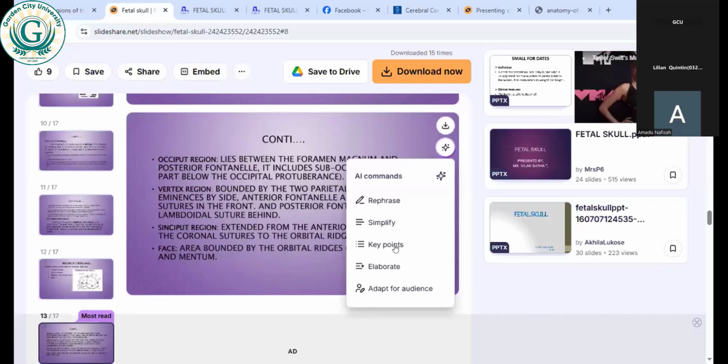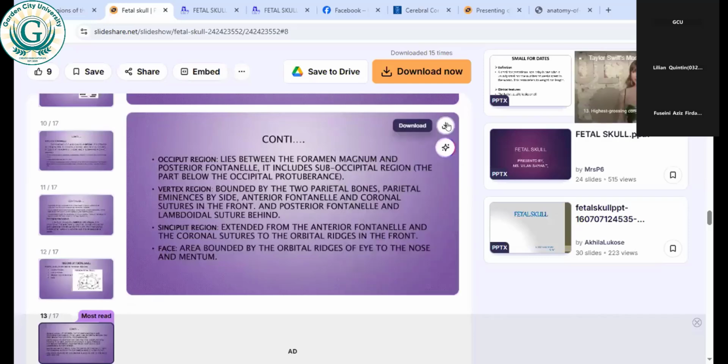Which means that the divisions too has 3, which is the face, the vault, and the base. The vault and the base. And the other one too has face in it, right? Yes, the other one too has face. Okay. Thank you.